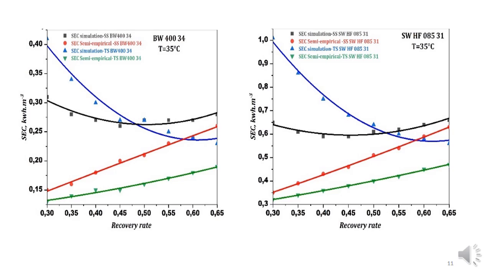Another observation to highlight is that within both single-stage and two-stage units, the semi-empirical model exhibits almost a linear progression for both membrane types.